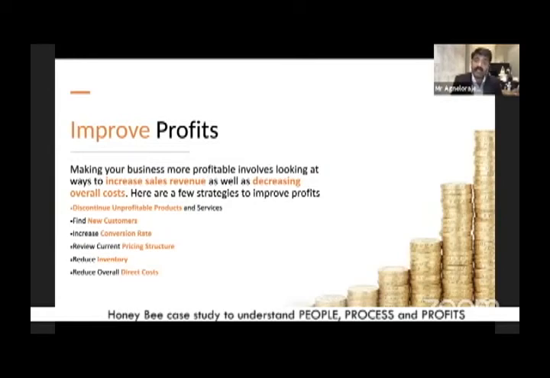Making your business more profitable involves looking at ways to increase sales revenue as well as decreasing your overall cost. We can increase the profits both ways, by increasing our revenues and also decreasing the cost. So we need to be cautious, and we need to have our eyes on the ball, that we make sure that we save and cut on costs. We need to also be aware that we need to discontinue unprofitable products and services. At all times we need to find new customers, increase the conversion rate, and review the current pricing structure.